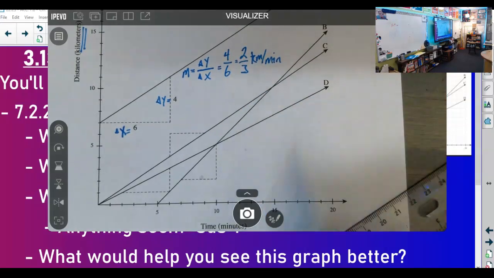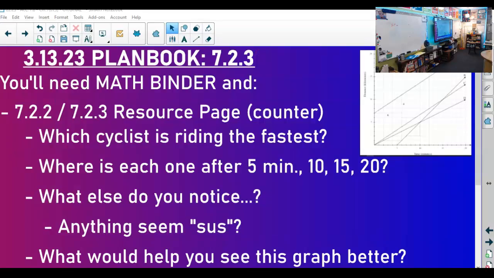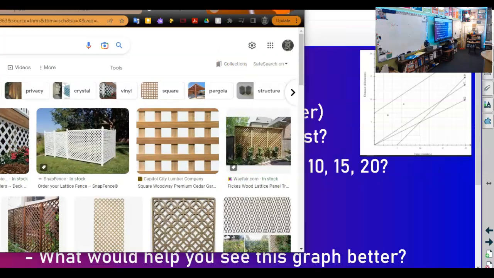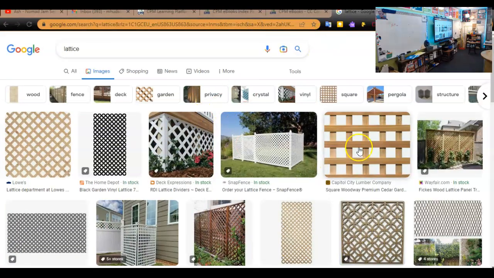Now, can we find the slopes for B, C, and D? I don't know. We don't have the numbers, because we don't have the... Guys, I didn't think about this till last class. You don't know what I'm asking for right now, probably because you've never taken time to think about this.